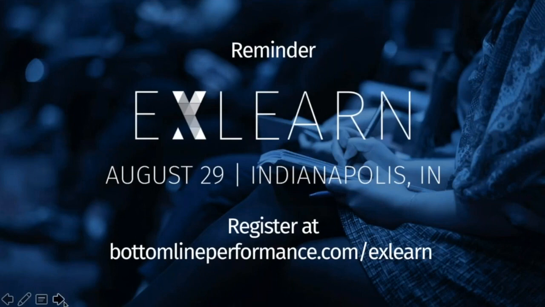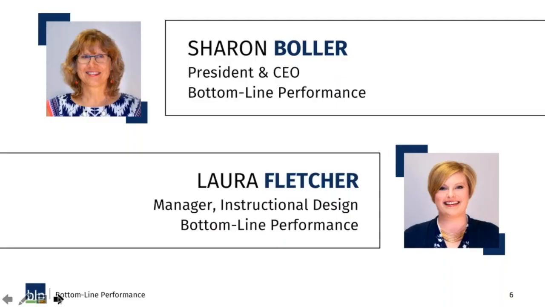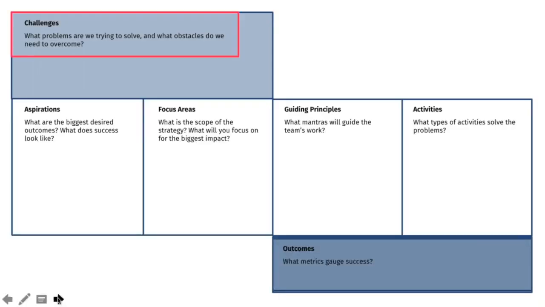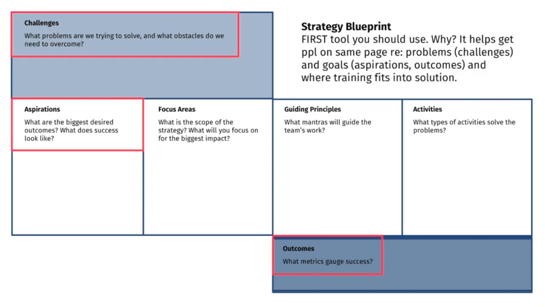Terrific. So this is the start of a blueprint, a strategy blueprint, and it's one of the tools that we are now using in our design workshops to get people thinking about where it is they want to end up. What challenges do they have and where do they want to end up in solving those challenges? And we think it's the first tool you should be using.